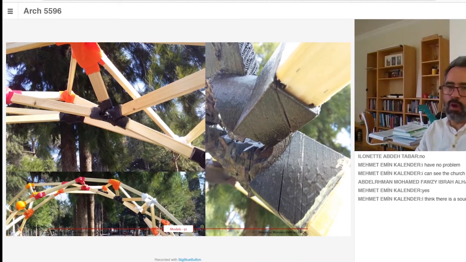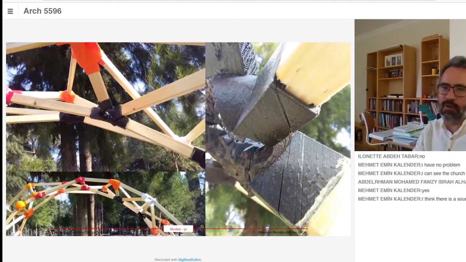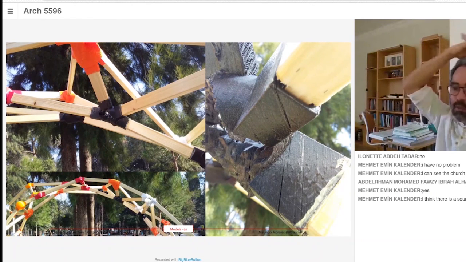so this node could last longer, because after this we were requested to present this structure in the exhibition of the department that was a month after. So we had to think that this structure should last at least one more month.